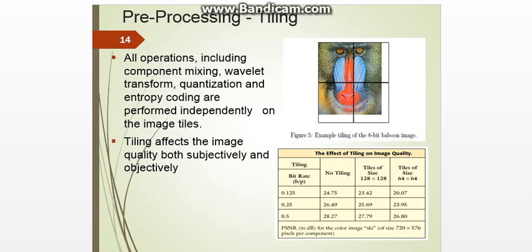Now in this figure we can see that for the tiling, the entire image is divided into 4 rectangular boxes, and in case of the effect of the tiling on the image quality, without tiling we get good image quality, and as the tile size reduces, that is the smaller tiles, the image quality gets degraded.